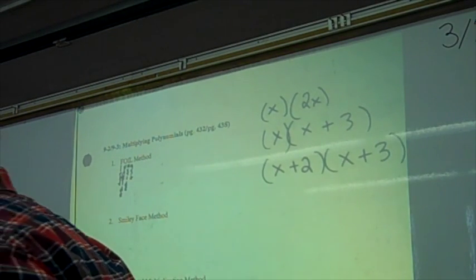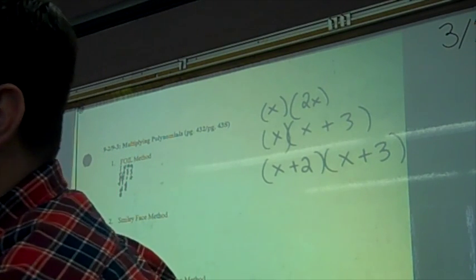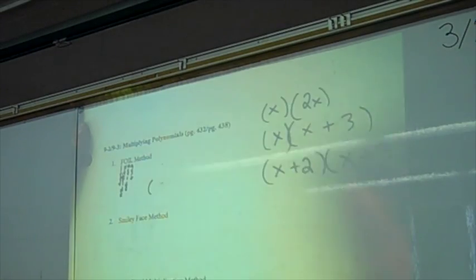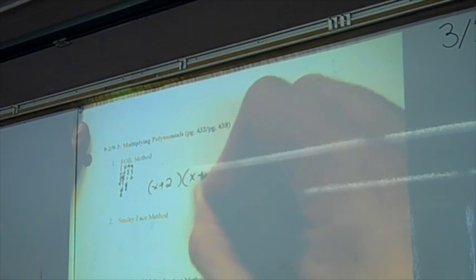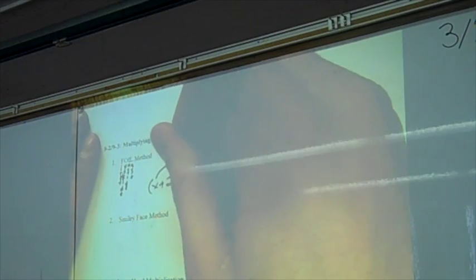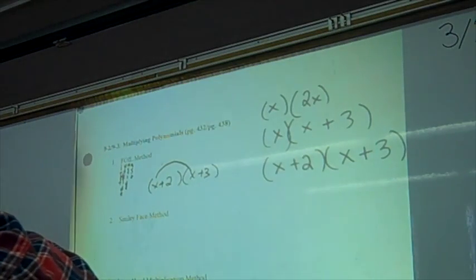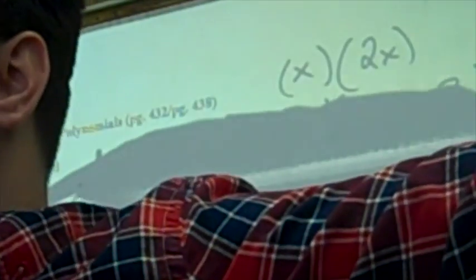So you got first, outside, inside, last are what the letters stand for. And if we use this example right here, x plus 2 times x plus 3, it means in both of the parentheses you multiply the first 2 things. Then you do the outside terms, so the terms furthest away from each other. That's the x and the 3.